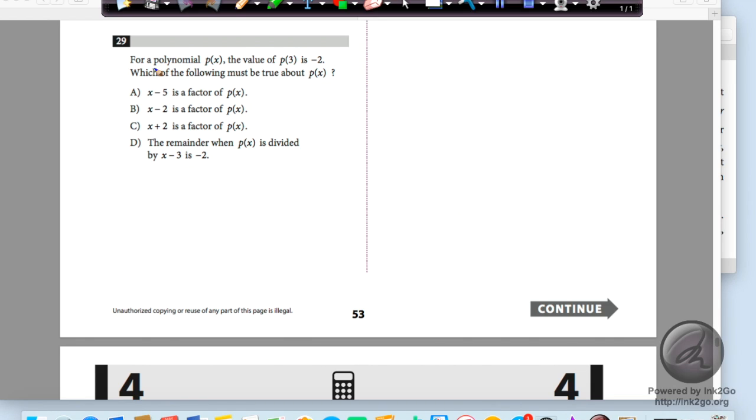Problem 29 states, for a polynomial p of x, the value of p of 3 is negative 2. So once again, when you think of p of 3, you think of y. This is representing y. We know that this is the x value. So what we know thus far is that when x equals 3, y equals negative 2 within this particular polynomial. It says, which of the following must be true about p of x?